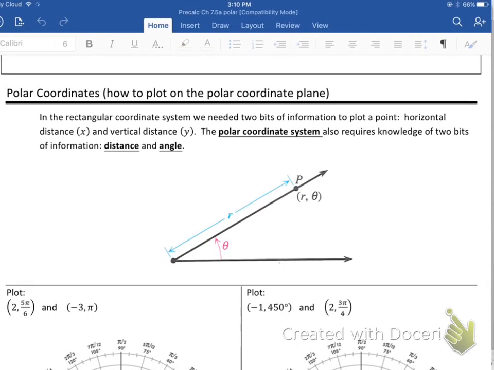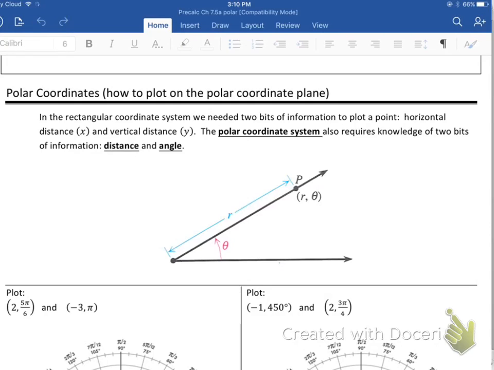Okay, so we're going to talk about the polar coordinate plane. Like I was starting out, our rectangular coordinate system needed 2 bits of information to plot a point. We needed our horizontal and our vertical, which we used our x and y values. With our complex ones, we used real and imaginary. So those were our 2 axes.